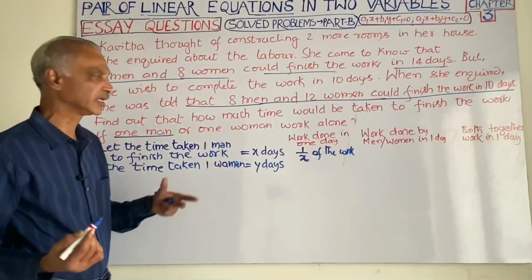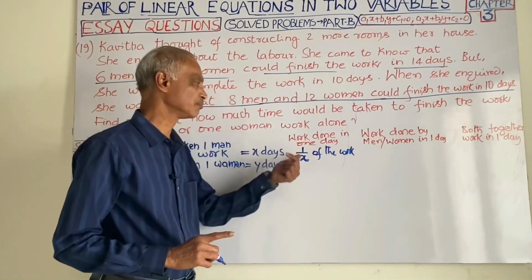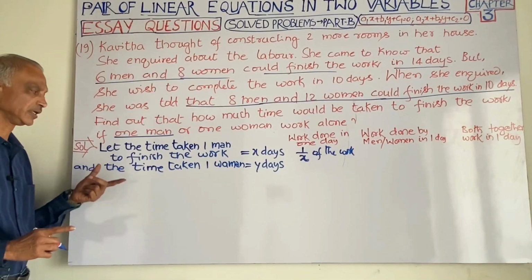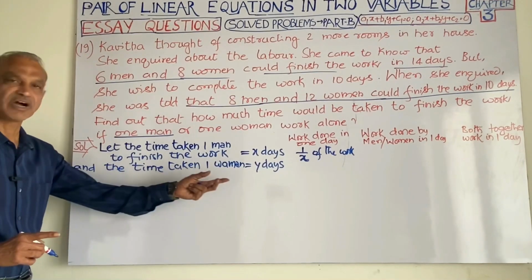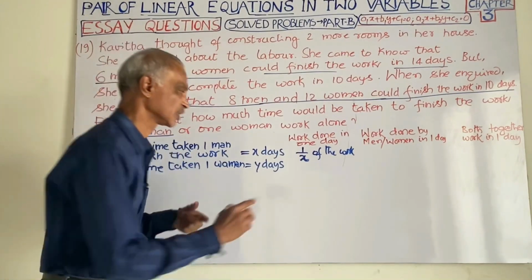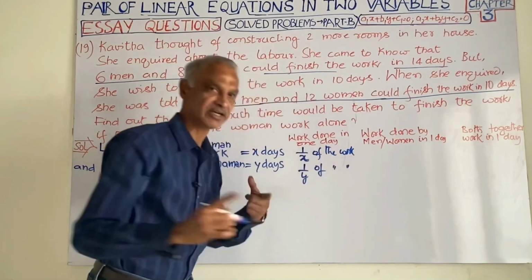To finish the work, a man takes x days. In 1 day, how much work will he do? 1 by x of the work. To finish the work, a woman takes y days, and in 1 day, how much work will she do? 1 by y of the work in 1 day.